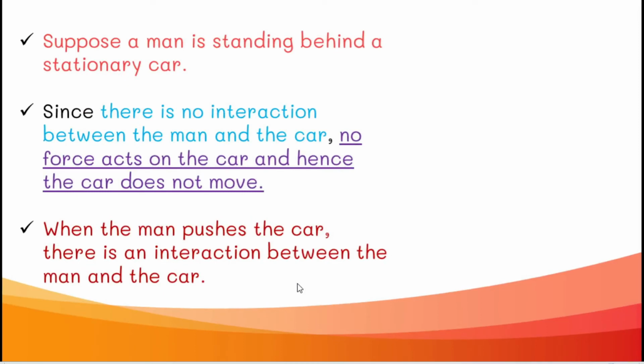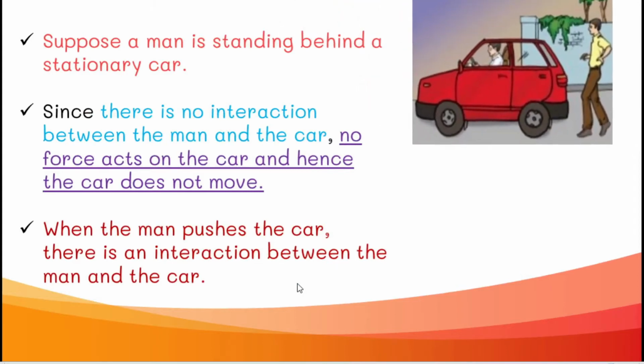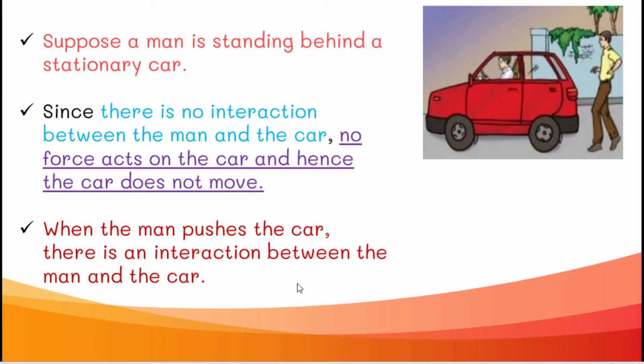Here a man is standing behind a stationary car. You can see in the picture, a man standing behind a stationary car. In this picture there is no interaction between the man and the car. So you can imagine, is any force acting on the car? No, there is no force acting on it because there is no interaction between the man and the car. Now the man pushes the car. Is the car moving now? No, the car does not move from its place.